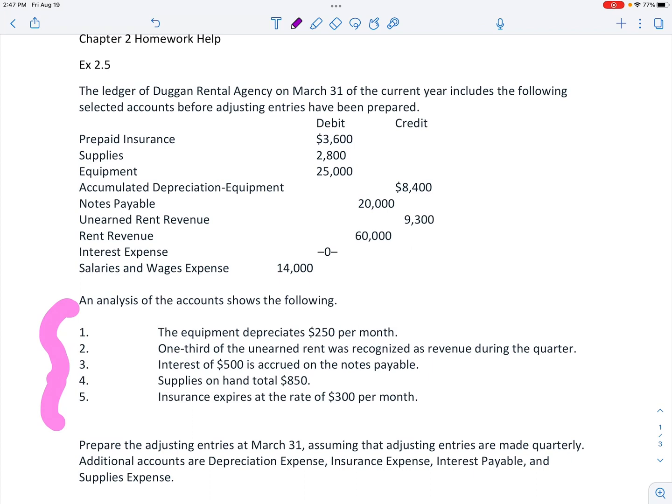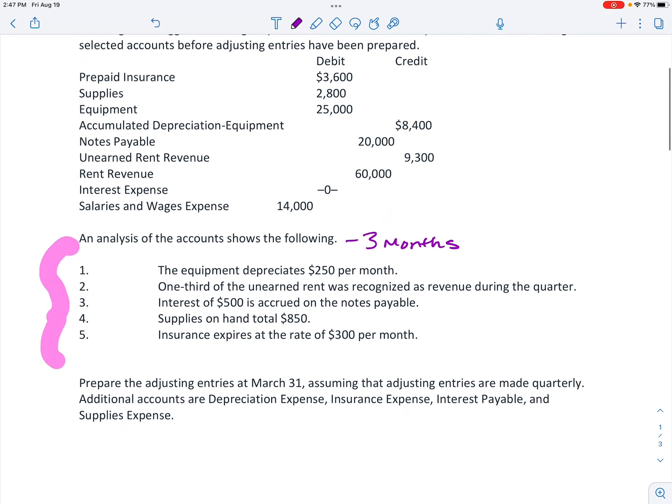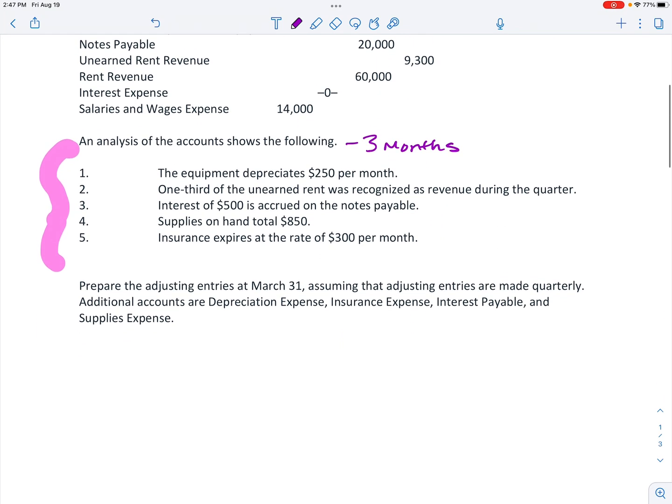The equipment depreciates at $250 per month. Now, remember, this is an entry showing you that it's closing on March 31st. So we're looking at 3 months. So you might want to note that somewhere. It'll come in handy when we're looking at all of these different problems.